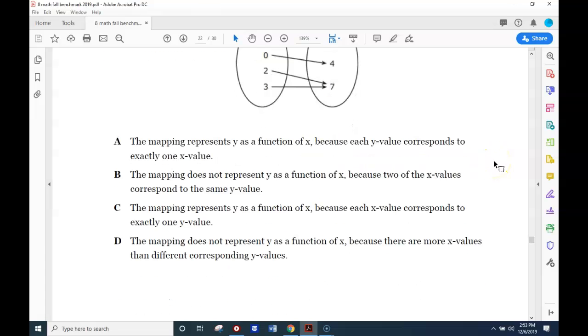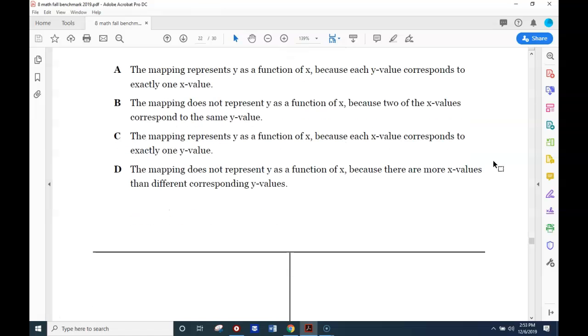A, the mapping represents y as a function of x because each y value corresponds to exactly one x value. B, the mapping does not represent y as a function of x because two of the x values correspond to the same y value. C, the mapping represents y as a function of x because each x value corresponds to exactly one y value. D, the mapping does not represent y as a function of x because there are more x values than different corresponding y values.